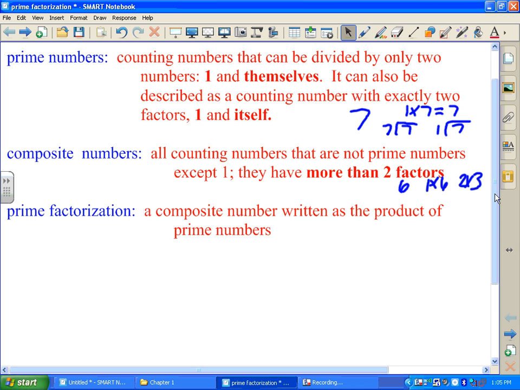Okay? So for example, if I take the number 8, I can rewrite that as 2 times 2 times 2. 2 is prime. It has exactly two factors. And 2 times 2 times 2 is 8. Okay? So I took a number and I rewrote it using multiplication of only prime numbers.